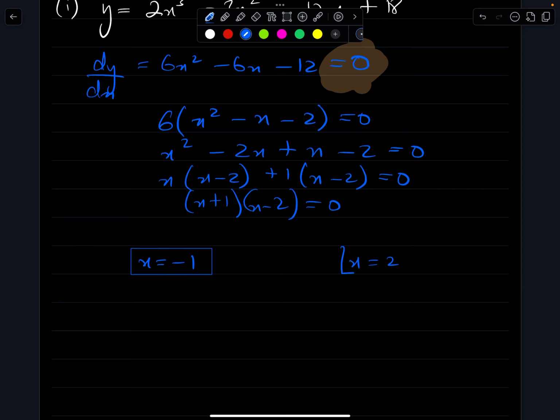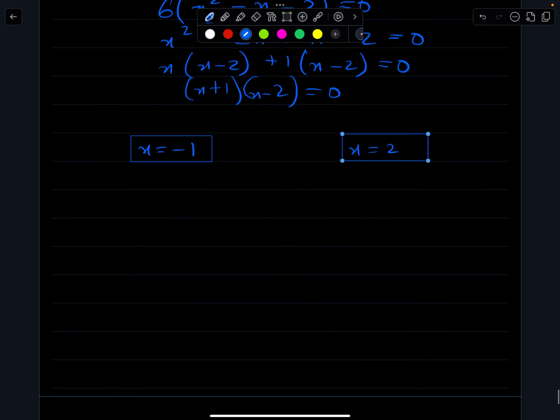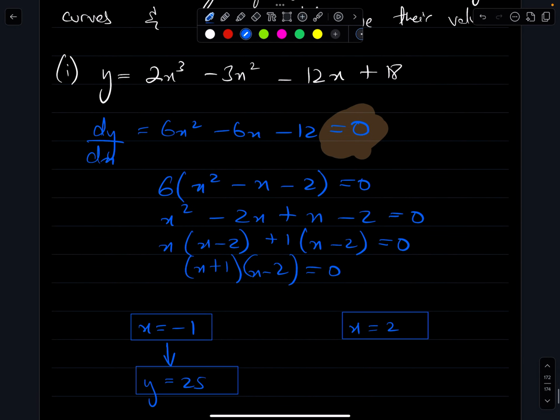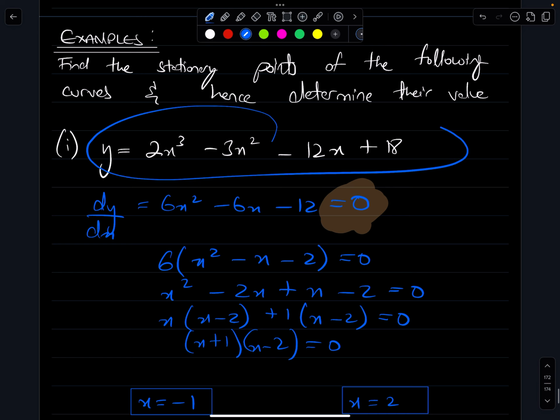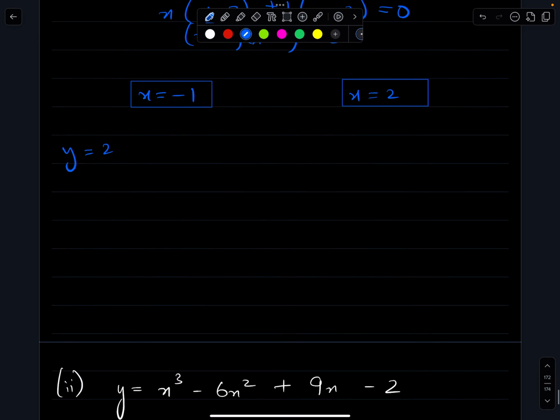Once you have the values of x, just imagine an imaginary separator here. I'll teach you why. Why did I say imaginary? Because you don't exactly know. So, y equals 25. How did I get this? Because I substituted minus 1 back here. You should preferably show the working ladder. So, I substituted x equals minus 1 here, rather, in the original equation. Always substitute in the original equation.